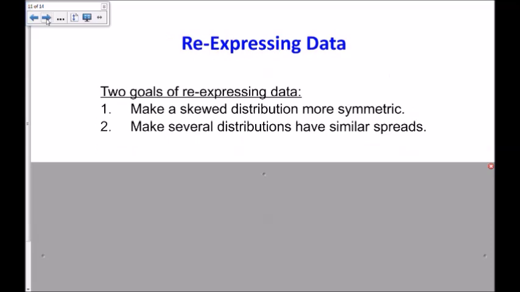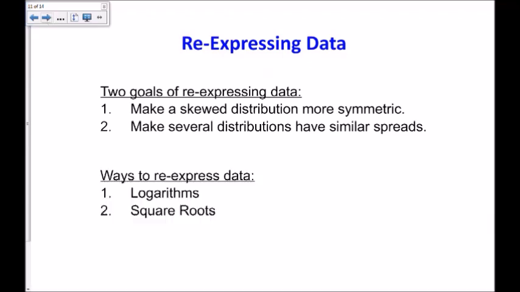Okay, re-expressing data. There are two goals, actually there are more, but we're looking at just these two goals of re-expressing data. The first is to make a skewed distribution more symmetric. And the second is to make several distributions have similar spreads. The way that we do this is often using logarithms and square roots.